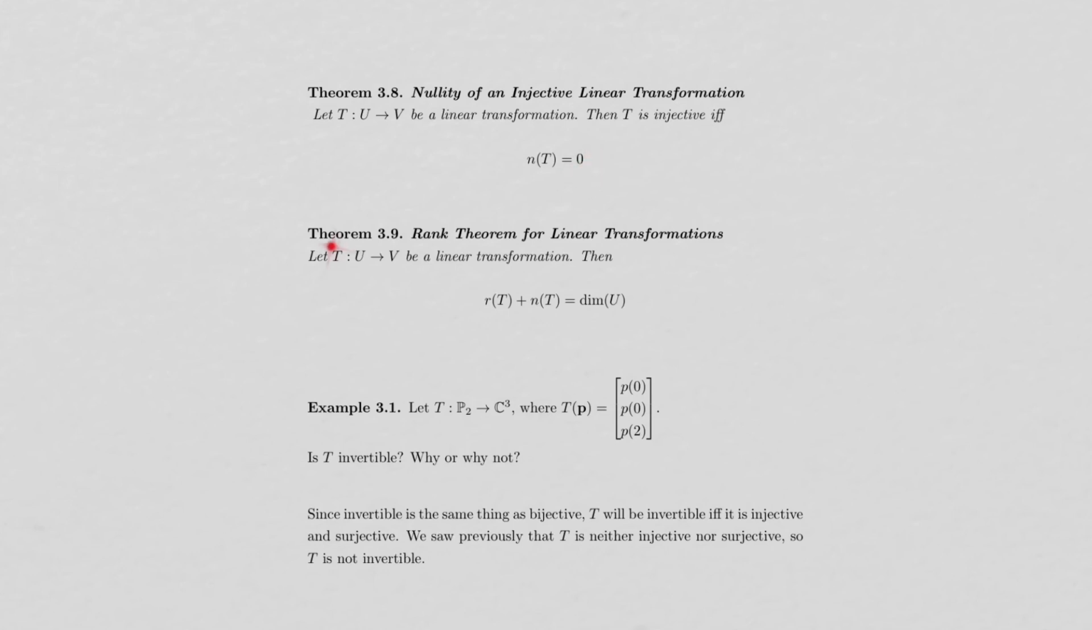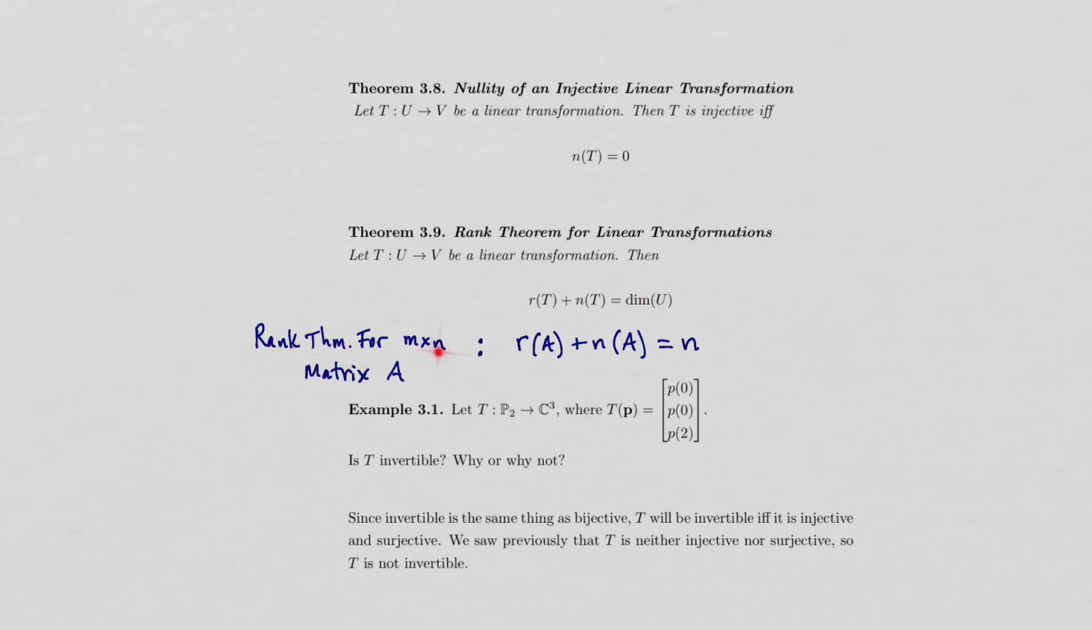Finally, the last theorem in this section is the rank theorem for linear transformations, one of the most important theorems in this section and in the course, really. If T is a linear transformation from U to V, then the rank of T plus the nullity of T equals the dimension of U, the dimension of the domain. Remember, the rank theorem for an m by n matrix A says that the rank of A plus the nullity of A is equal to n, the number of columns in the matrix.